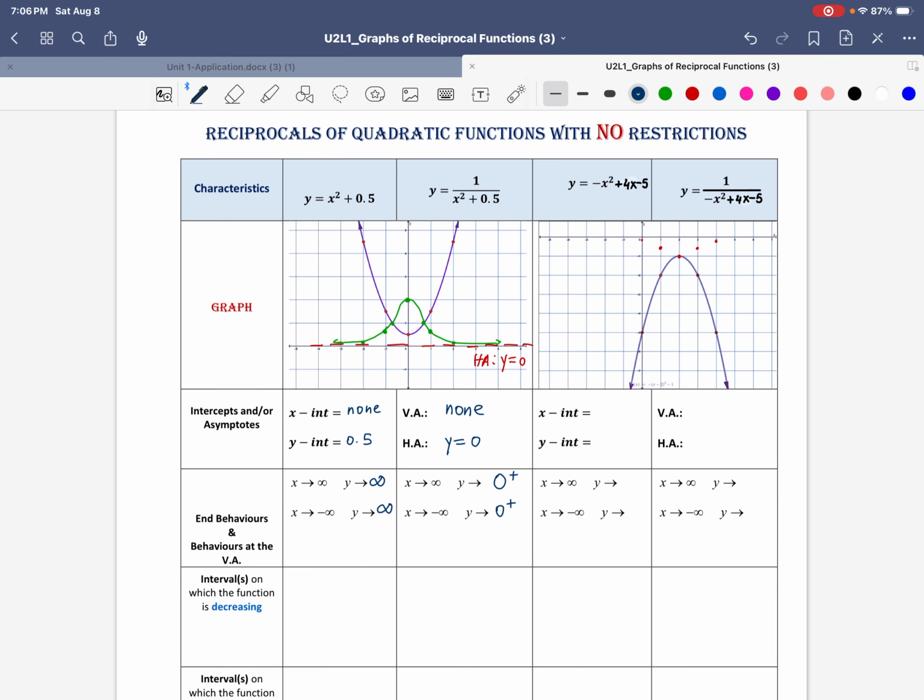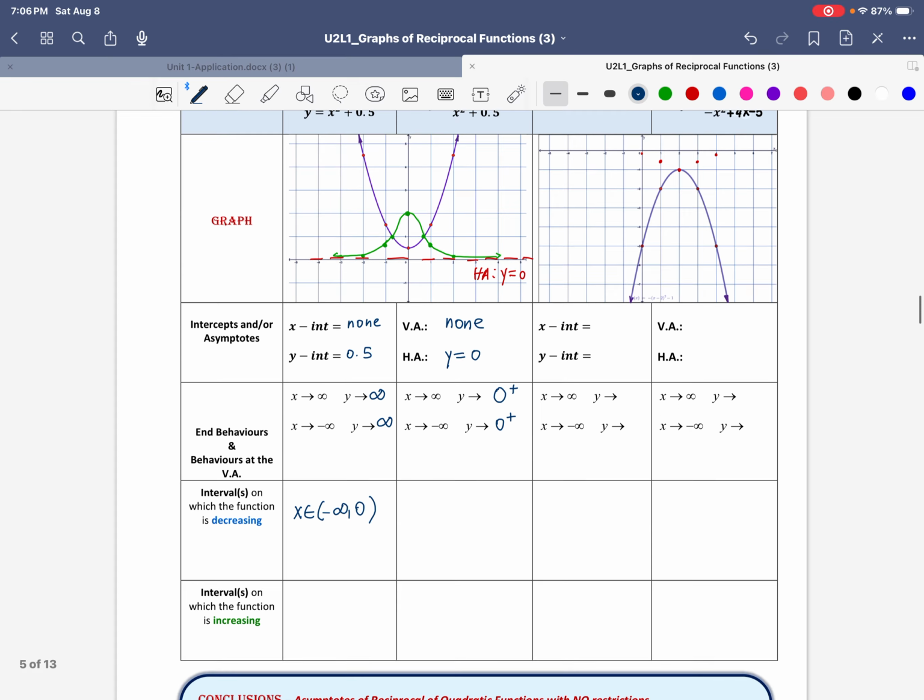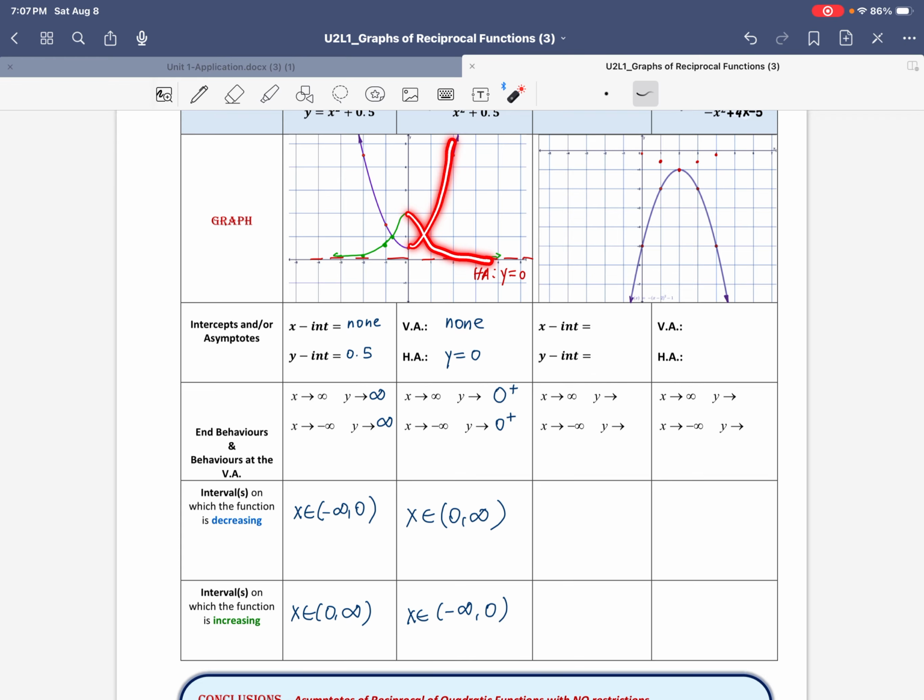Intervals where the function is increasing or decreasing: here is the function decreasing. The quadratic is decreasing for x values from negative infinity to 0, and that will make an increasing interval for the reciprocal. On the other hand, quadratic increasing from 0 to infinity will make a decreasing interval for the reciprocal, because increasing quadratic, decreasing reciprocal.